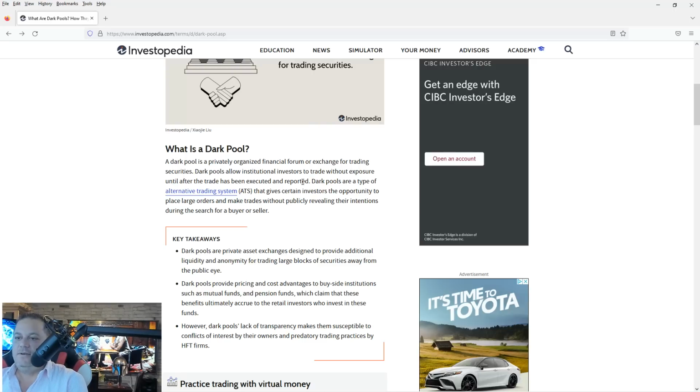But there are also other ways people use them where they just give up on them because they don't really understand how they work. So just know dark pools are used by big institutional investors. You can go to Investopedia. This link will be in the YouTube description, so you can read up more on what dark pools are. But all in all, dark pools are used by big money, big institutional investors.